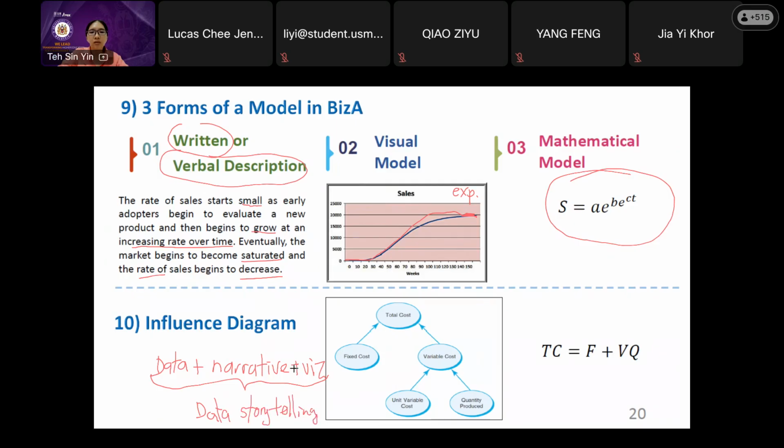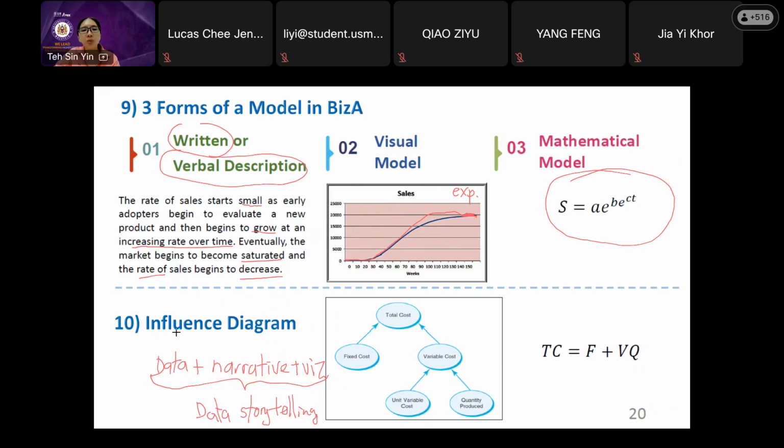Okay. So this one is just for your understanding, because one of your subjects is data visualization and storytelling. So you need to understand what is considered data storytelling. If you only have data and visualization without narrative, it is not data storytelling. It is just data visualization. So that's why you need to have all these three elements in order to be considered data storytelling.